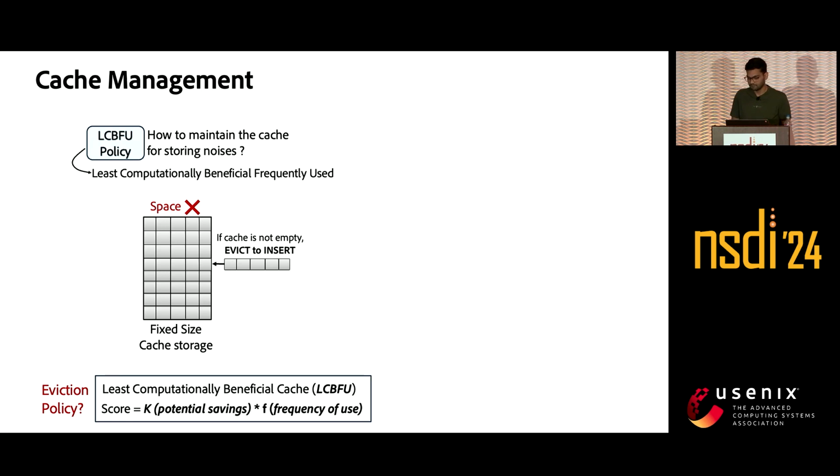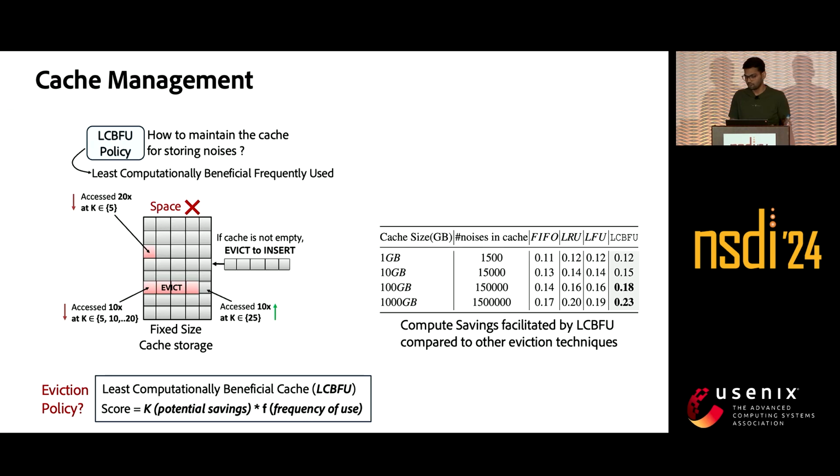Here in this example, we see how the top left item was evicted instead of the one at the bottom right, even though the frequency of use for the former is more, but the overall score is higher for the latter one as it can give more compute savings. We also evaluate this policy where we find the compute savings as we increase the cache size. We observe that the policy gives higher compute savings as compared to other standard caching techniques by taking into account this compute savings factor.